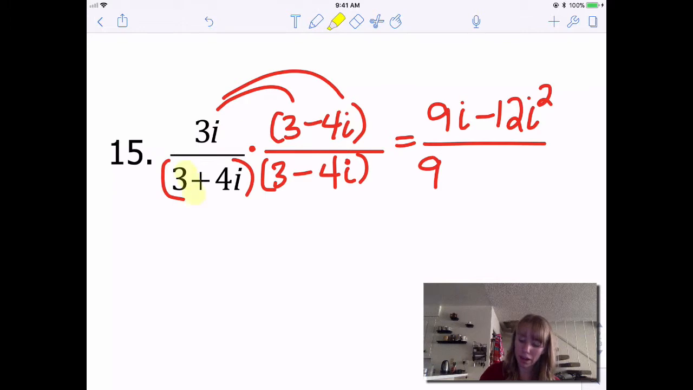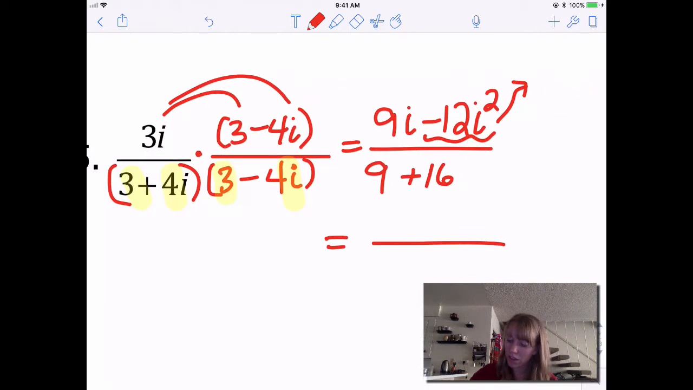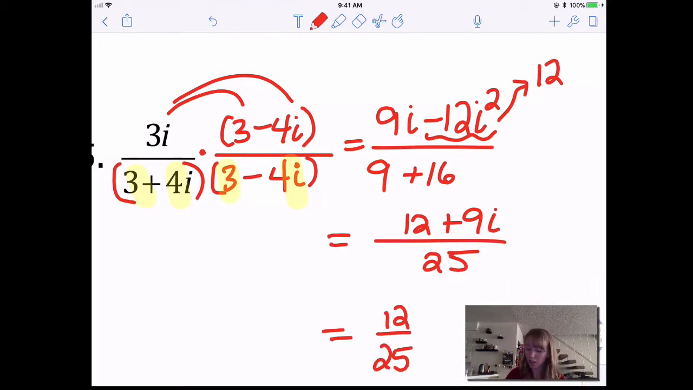And then remember that my outsides and my insides are going to cancel. So I'm going to skip writing that. And then negative 16i squared. Or if I think, okay, i squared is really negative 1, that's going to turn into 9 plus 16. So on the top, negative 12i squared is going to be a positive 12. So I get 12 plus 9i over 25. So I get 12 over 25 plus 9 over 25i.